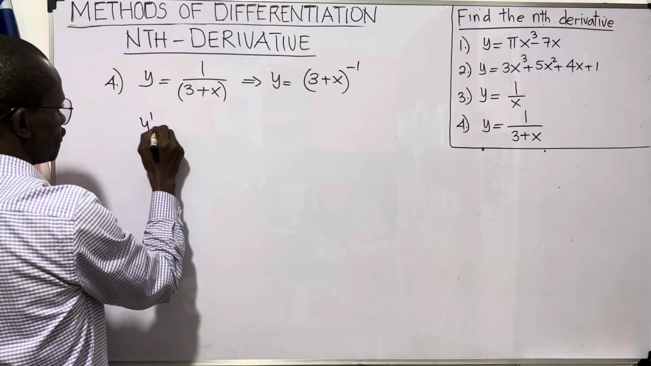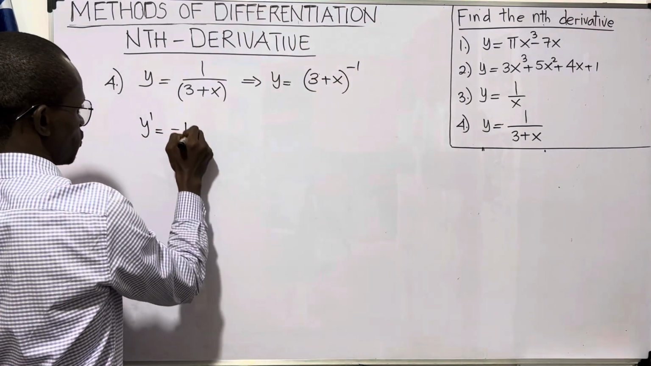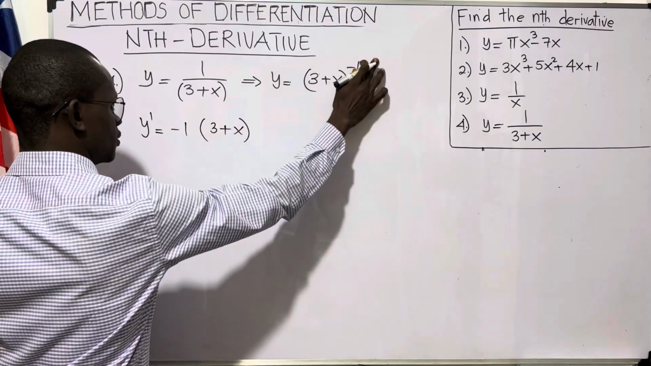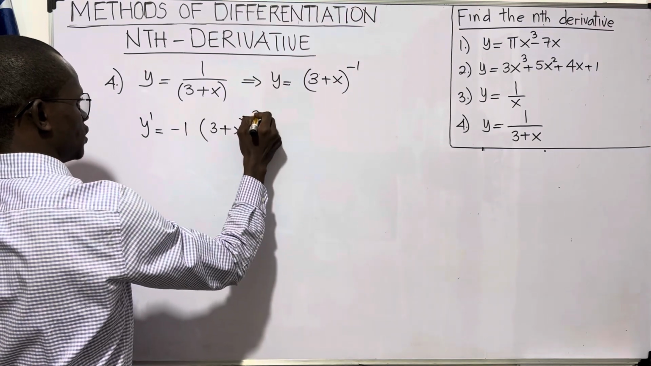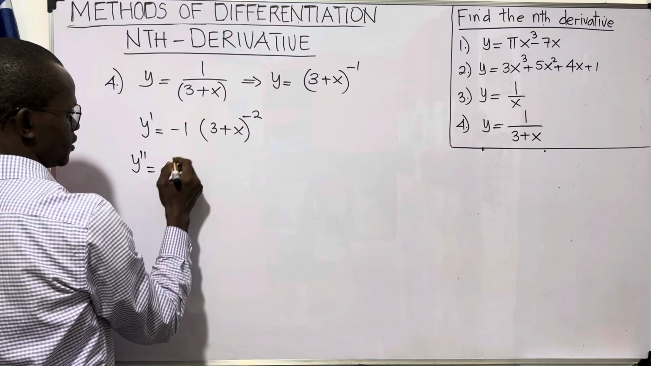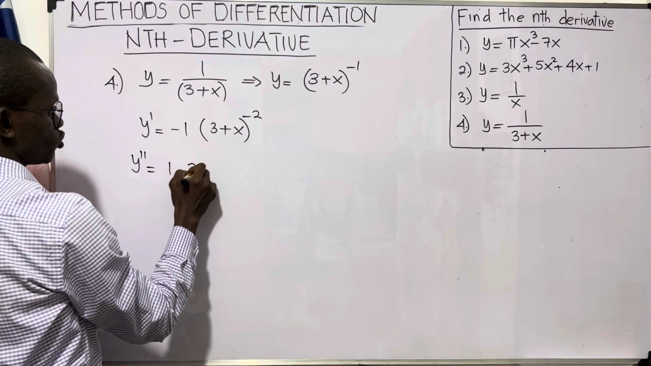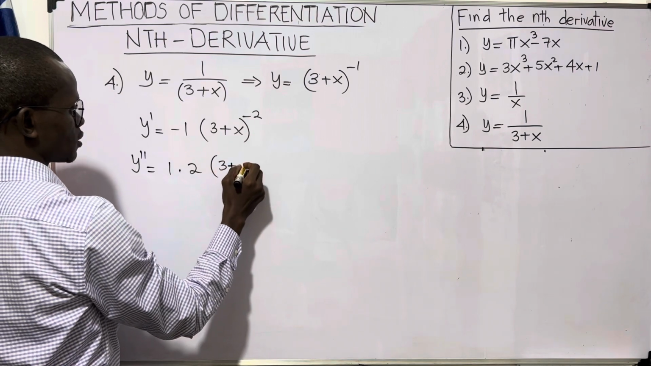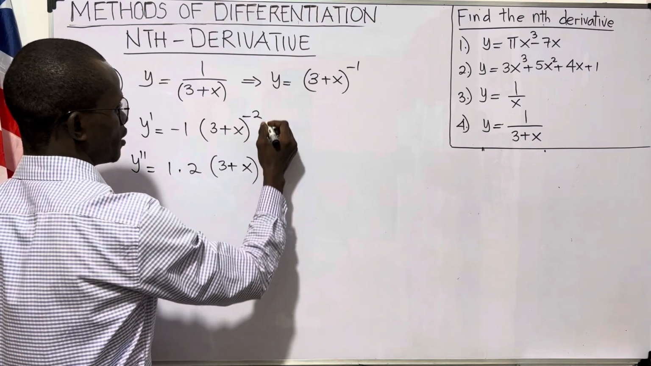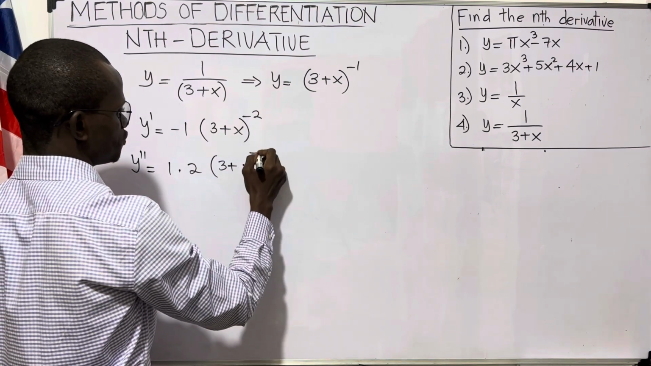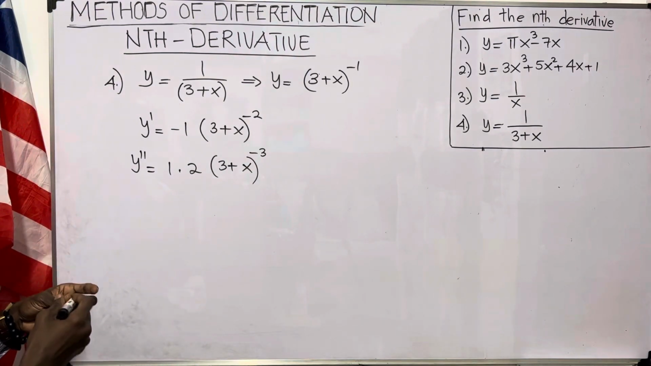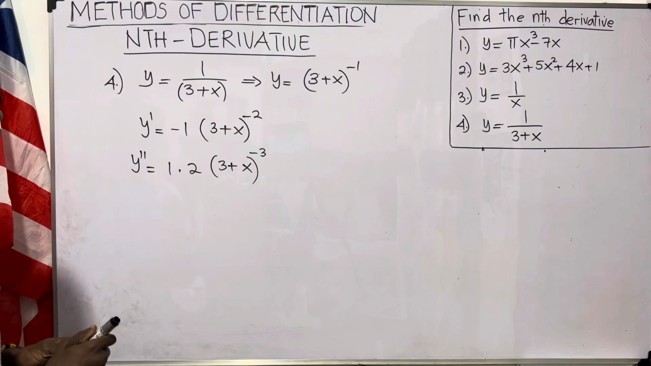So we say the first derivative: bring this power down, it is minus 1 times (3 plus x), subtract 1 from this power, it gives us minus 2. Find the second derivative. So negative and negative is positive. This gives us 1 times 2 times (3 plus x) raised to the power, now you subtract 1 from this, it gives you minus 3. Right? And then the rule says we must differentiate inside, isn't it?